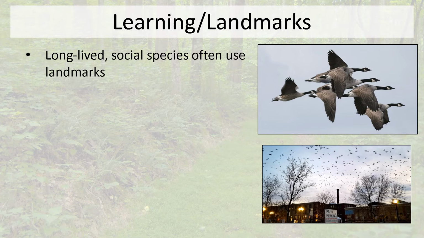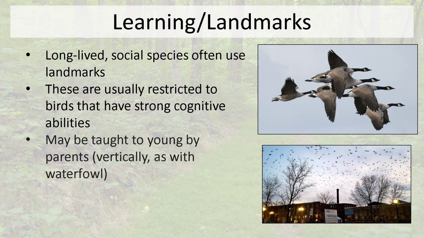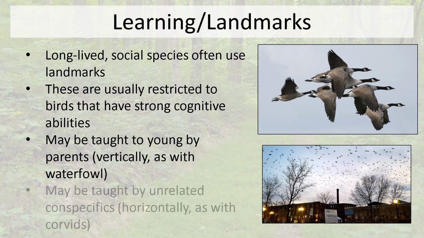A lot of long-lived species, especially social birds, use landmarks. Those are usually very intelligent species like geese. And this is taught frequently what we call vertically, so from parent to offspring, as is the case with geese and swans. Or other species can be taught by unrelated members of their species. We call that a horizontal transmission of information. So that would be like crows, for example. They follow other crows, and actually that's one of the few passerine birds we see that migrates during the day.